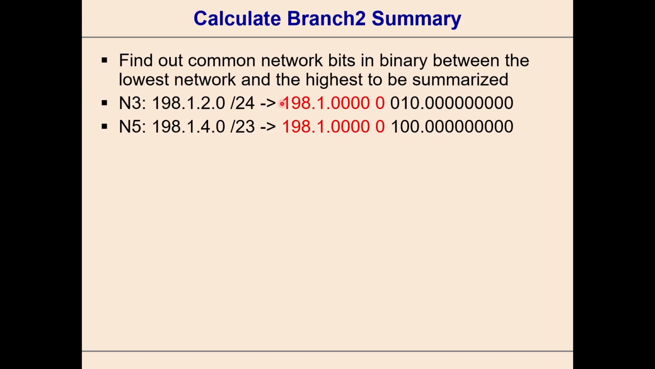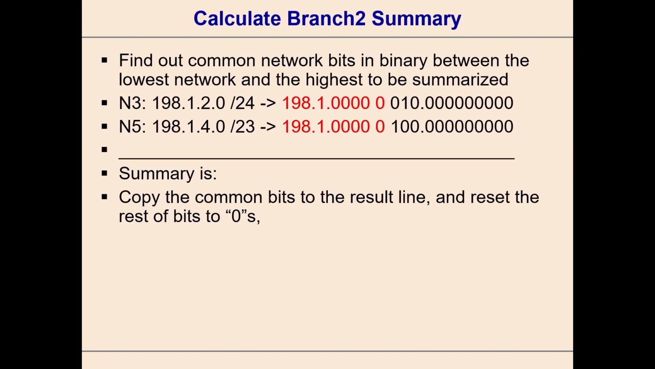Then we highlight the first octet, the second octet, and the first 5 bits in the third octet are the same between the 2 networks. Now, simply copy the common bits down to the result line. Reset the rest of the bits to 0.